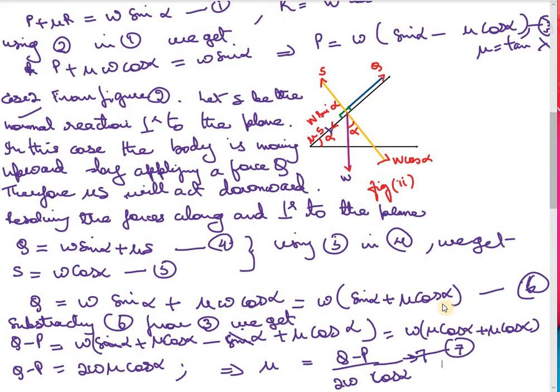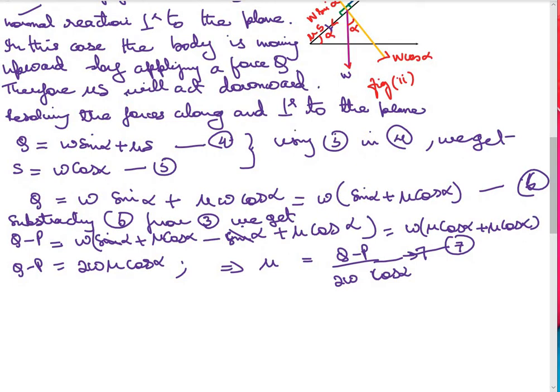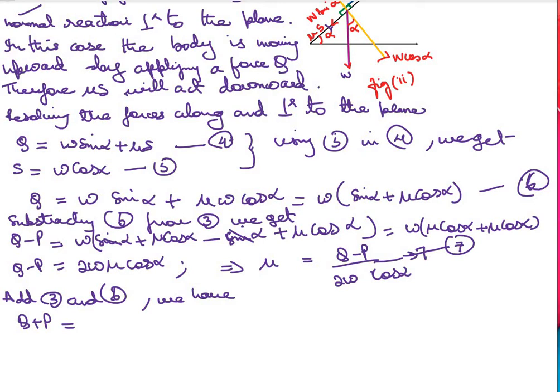So this is equation 3 and this is equation 6. What you have to do is add them. So it will be P plus Q, adding equations 3 and 6. We have Q plus P will be equal to, as you can see here, what is common? W sine alpha plus mu cos alpha, and then plus sine alpha minus mu cos alpha. By adding 3 and 6, mu and this mu will get cancelled. So this will give you twice W sine alpha.